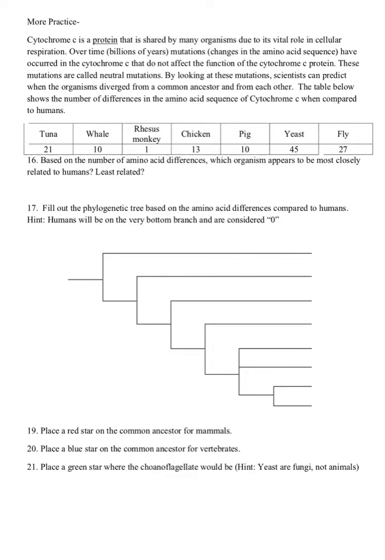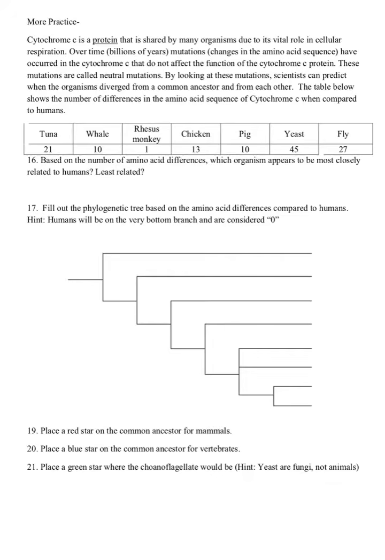So this one is over cytochrome C, which is a protein that's shared by many organisms due to its vital role in cellular respiration. Over time, billions of years, mutations, which are changes in the amino acid sequence, have occurred in the cytochrome C that do not affect the function of the cytochrome C protein. These mutations are called neutral mutations. By looking at these mutations, scientists can predict when the organisms diverged from a common ancestor and from each other.